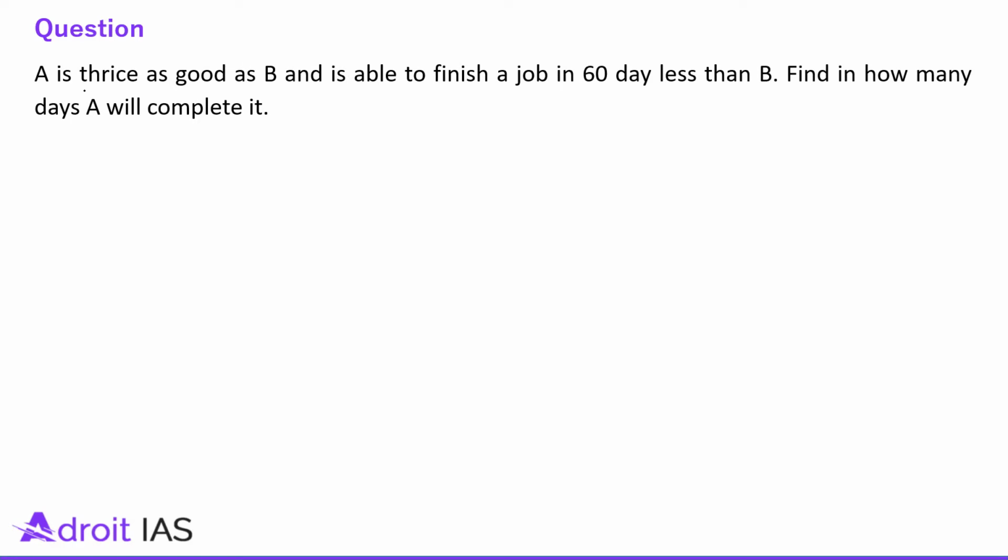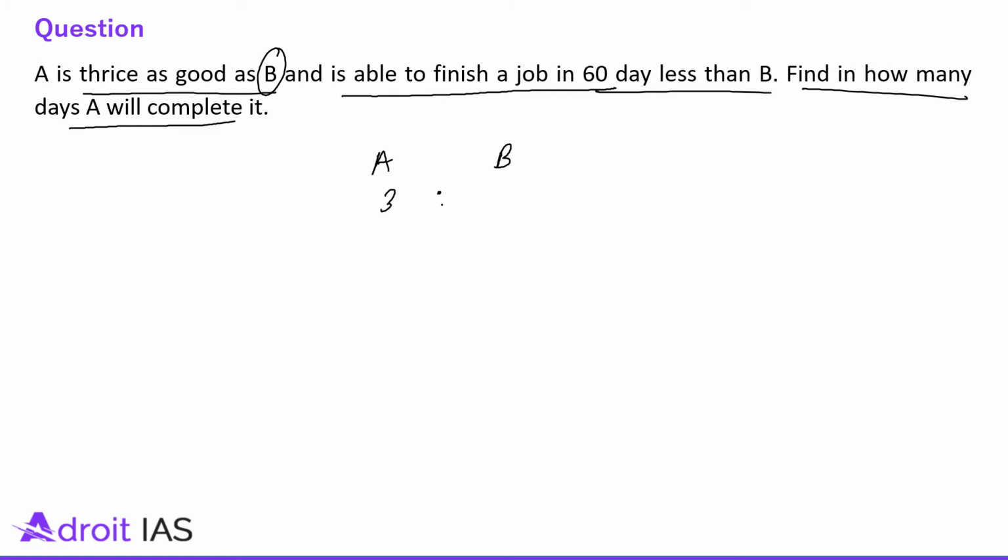Next question is, A is thrice as good as B and is able to finish a job in 60 days less than B. Find in how many days A will complete it. Okay, A is thrice as good as B. So the ratio of the efficiencies of A to B is 3:1, right? So the ratio of the time taken by A and B will be 1:3.